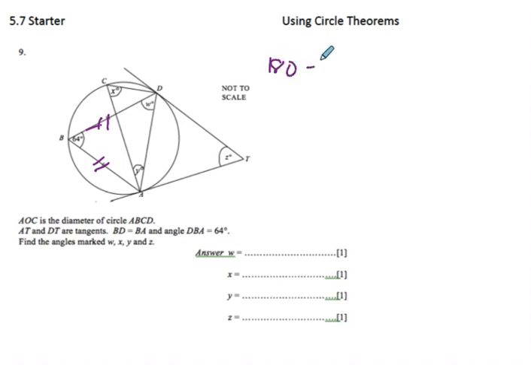So we're going to do 180 minus 64, and that's going to give us 116. So I'm dealing with triangle ABD right now, yeah? And then you're going to take the 116 and divide it by 2, and then you have 58 degrees. So W is 58. All right, let's move on.